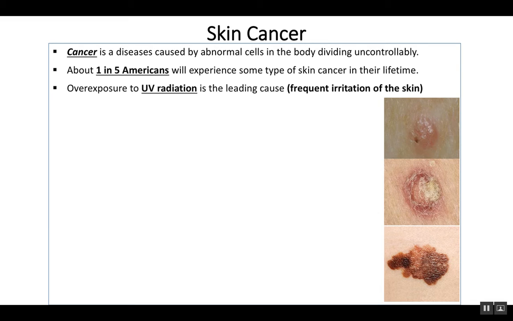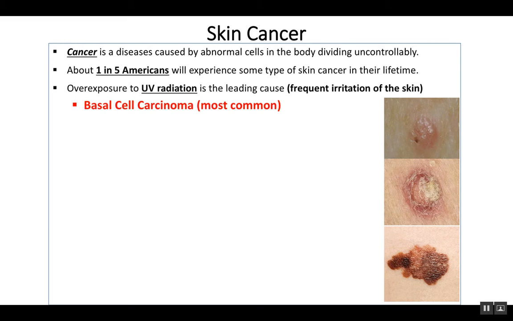And there is one other minor cause, which is frequent irritation to the skin. So you typically don't think of that. But in both these situations, the cells of the skin are becoming irritated, whether it be by UV radiation or a type of friction on the skin. And those cells have to divide in order to repair that tissue. And as they divide, that's when the increased risk of making a mistake in your cell cycle can occur.